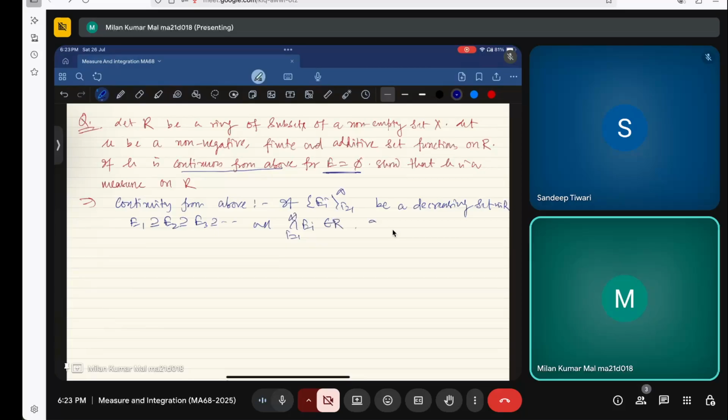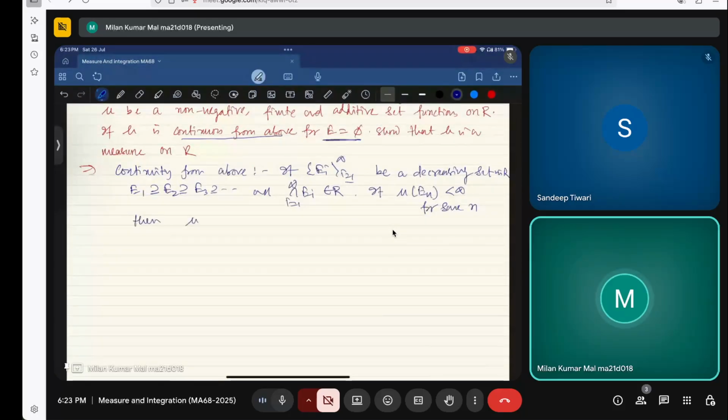If mu of En is finite for some n, n from 1 to infinity, then mu of the intersection over i equals 1 to infinity of En will be equal to the limit as n tends to infinity of mu of En. This is what is called continuity from above.